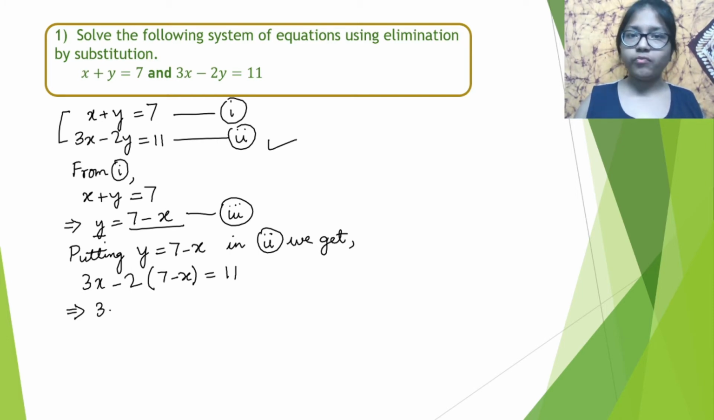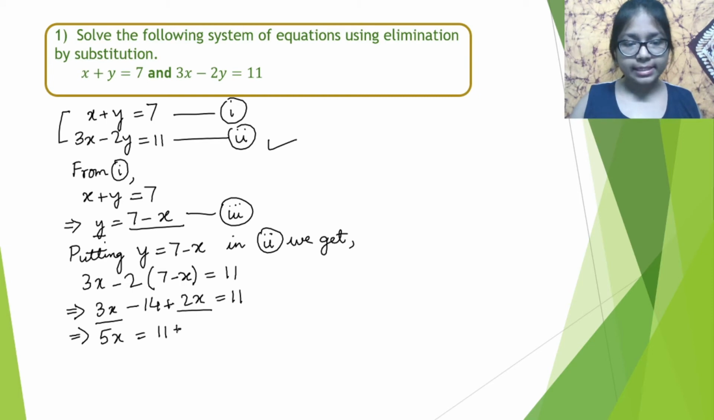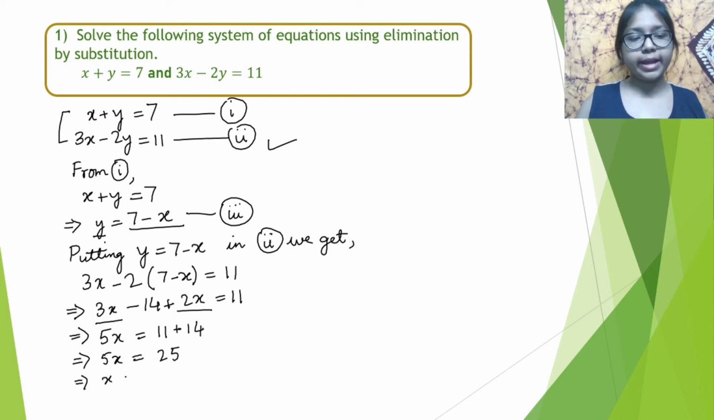So this is the equation of one variable, and now we can find x very easily. Let's solve it. 3x minus 14 plus 2x gives 11. 3 plus 2 will become 5. 5x equals 11. This minus will go to the right side and will become plus 11 plus 14. Or 5x equals 25, so x equals 25 by 5, that is 5.